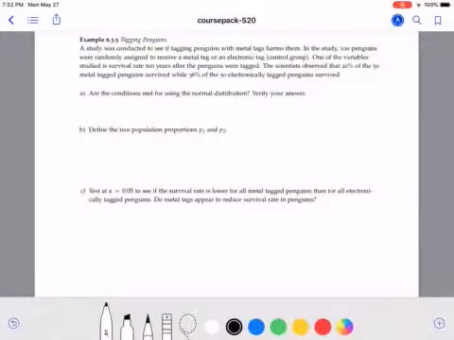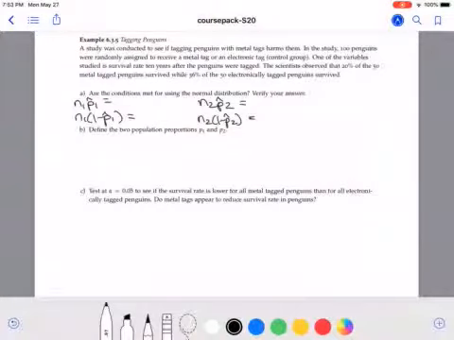First, we're asked if the conditions are met for using the normal distribution. What we need to be checking is if n1 times p1 hat, n1 times 1 minus p1 hat, n2 times p2 hat, and n2 times 1 minus p2 hat are at least 10. This would be the yeses and nos for each of these groups.